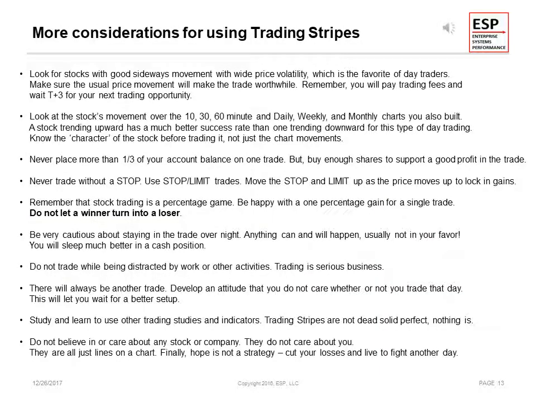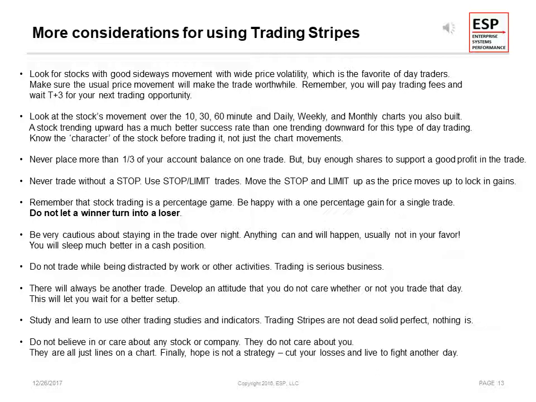A few more considerations for using trading stripes. Look for stocks with good sideways movement and wide price volatility, which is a favorite of day traders. Make sure the usual price movements that you see in the charts will make the trade worthwhile. Remember, you'll pay trading fees and wait T+3, in other words, a trading day plus 3 days for settlement for your next trading opportunity. Next, look at the stock's movement over the 10, 30, and 60-minute charts, as well as the daily, weekly, and monthly charts you also built.